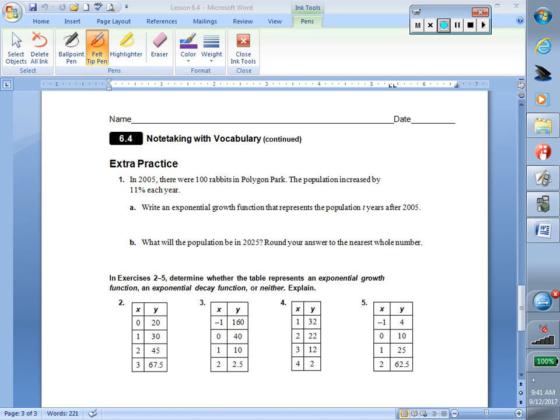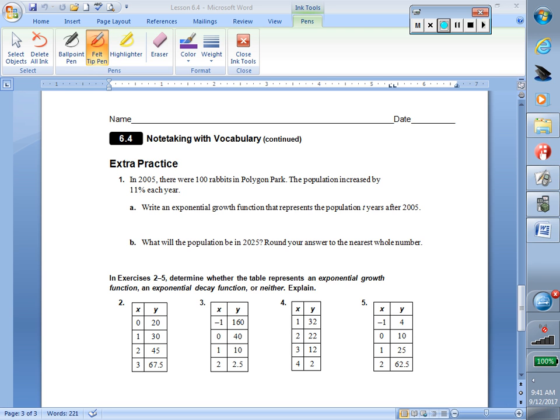Please open to page 187 in your student journal. Today in lesson 6.4, we're going to be looking at some more exponential functions. Today we're not going to graph though, we're going to actually start writing some exponential functions, aka equations.